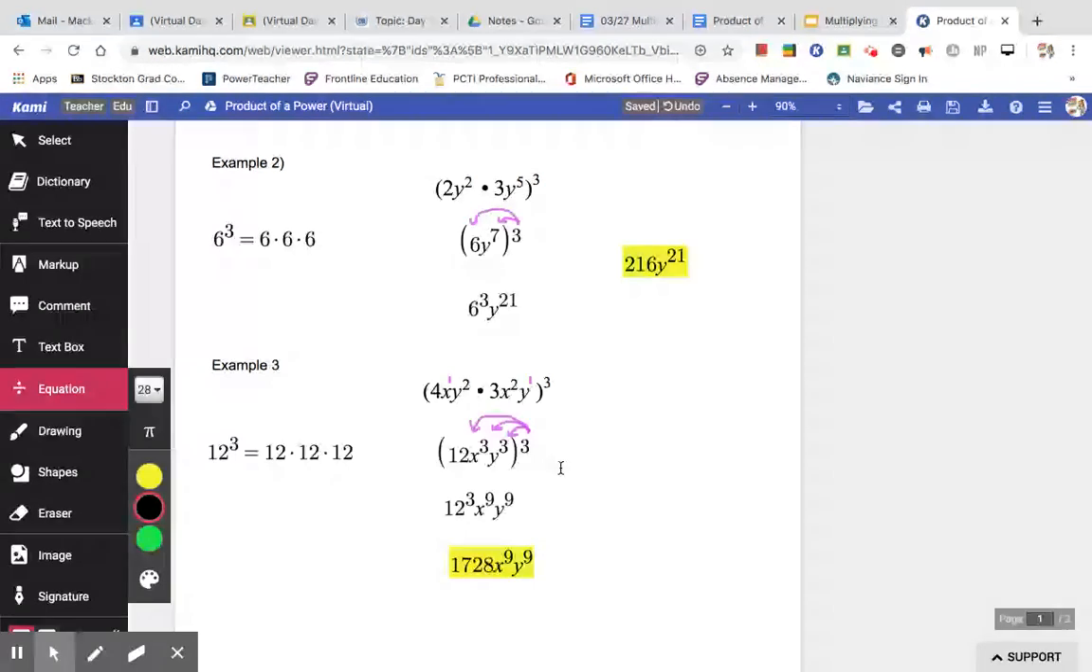I'm only going to be giving you a few problems to practice today, so I do want to make sure you show your work. If you do not show your work, you will not get full credit. So this is what I mean by showing your work. Show that you did the product rule, and then show that you're doing the power to power rule.